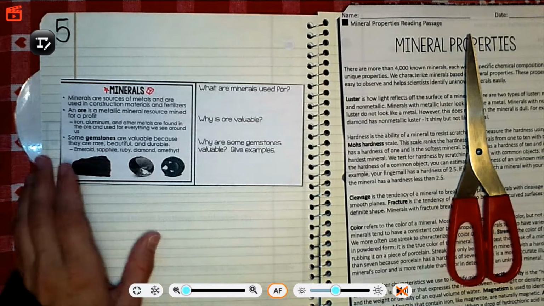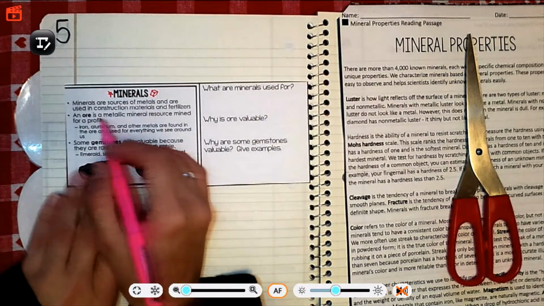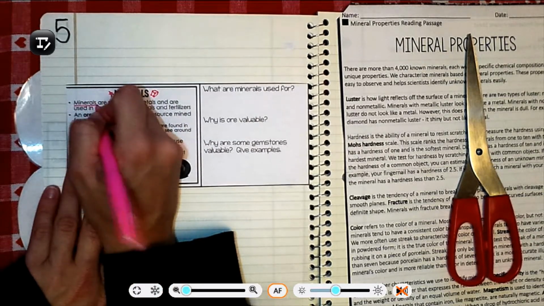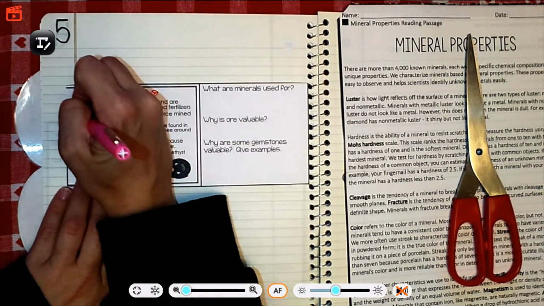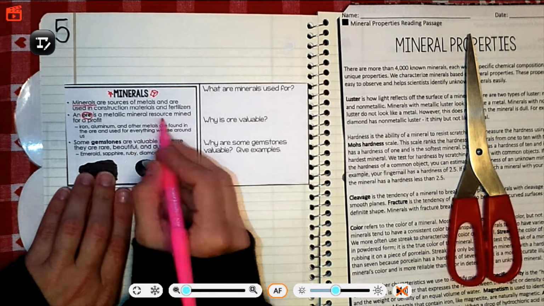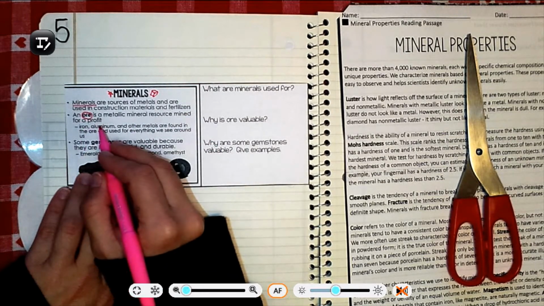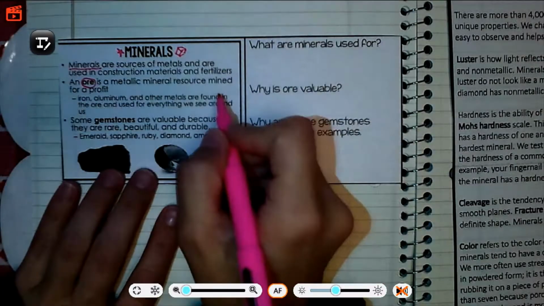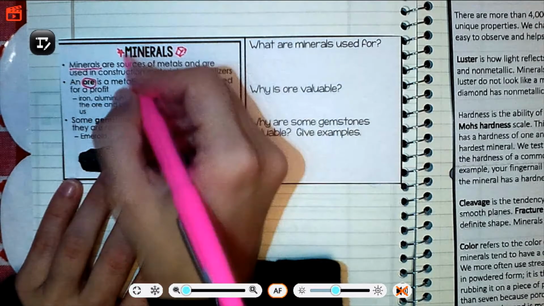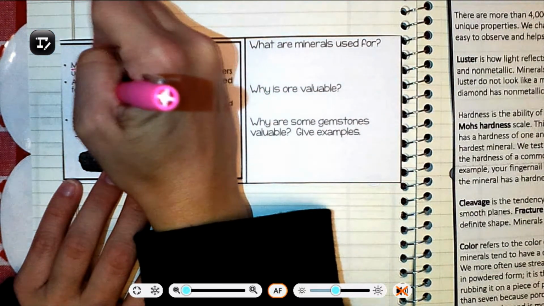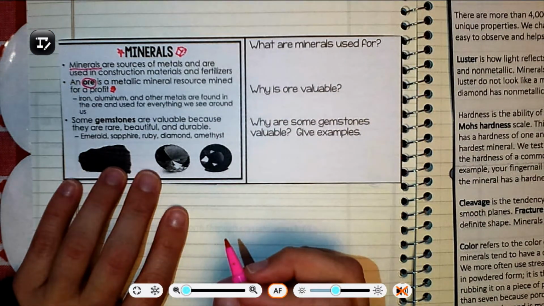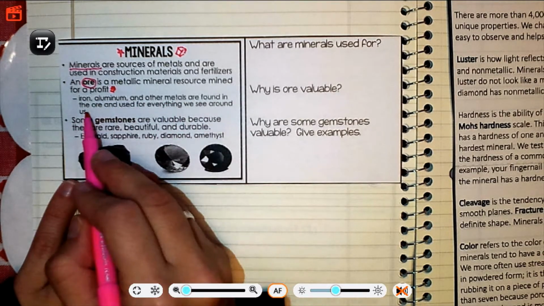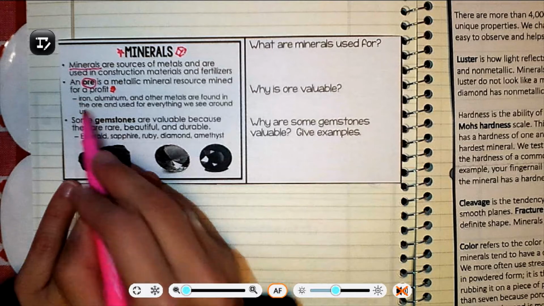Okay. Minerals are sources of metals and are used in construction, materials, and fertilizers. So it's minerals. An ore is a metallic mineral resource mined for a profit. So profit means that they mine it. That means that they collect it from the ground. Mine for profit. So mine to make money. So collected to make money. Iron, aluminum, and other metals are found in the ore and used for everything we see around us.